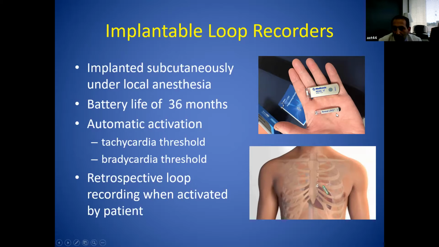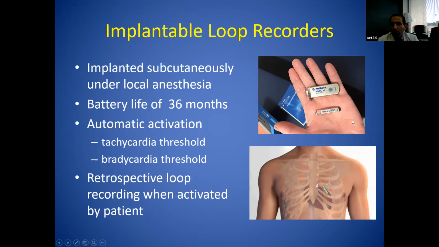These days, we do this in our office. You don't have to go to the hospital. It's kind of like going to the dentist. We give some local lidocaine with epinephrine, tiny little cut. It takes 5 minutes to put one of these in. One stitch under the skin and some surgical glue on the top of the skin, and that's it.